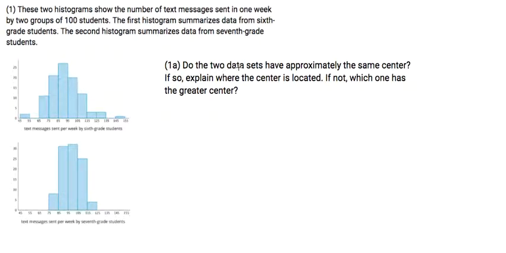For 1a, do the two data sets have approximately the same center? If so, explain where the center is located. If not, which one has a greater center? So I would argue that they have fairly similar centers here.